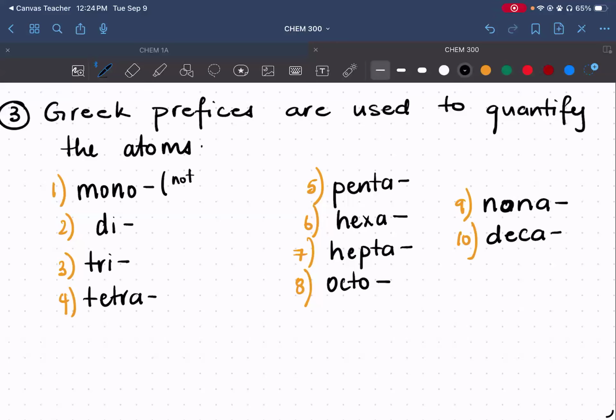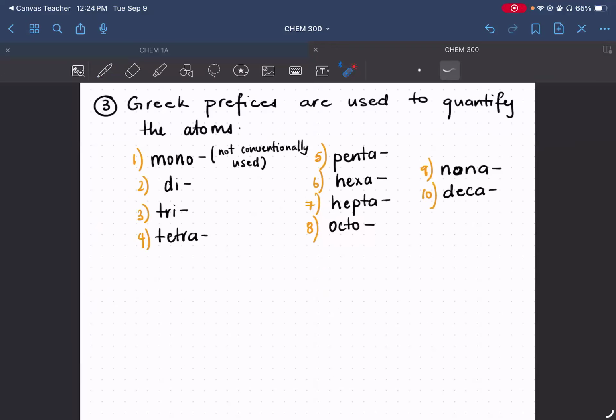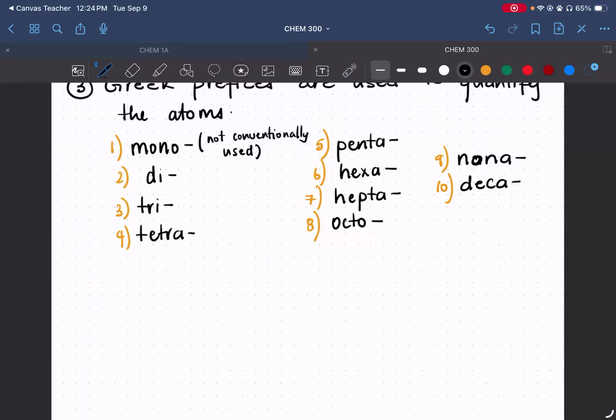Mono is the only one that is not conventionally used, simply because, just like in algebra, we don't really write 1x, we simply write x, and of course it's implied to be 1. So mono is most commonly not really used. So let's try an example, taking all of our rules together and trying to name a covalent compound.